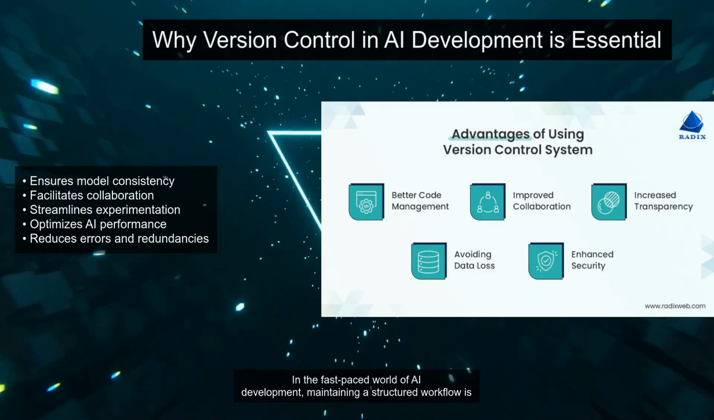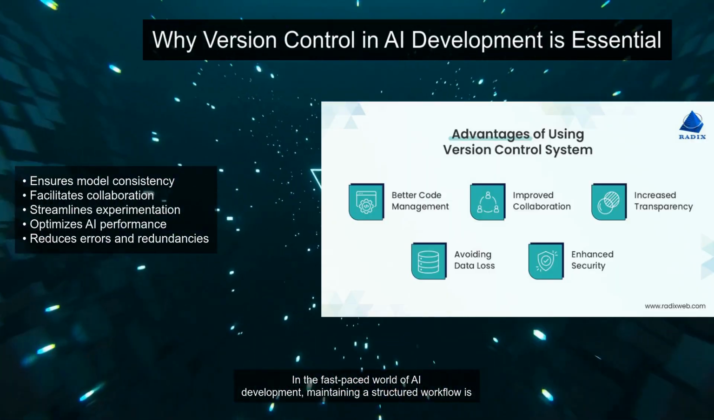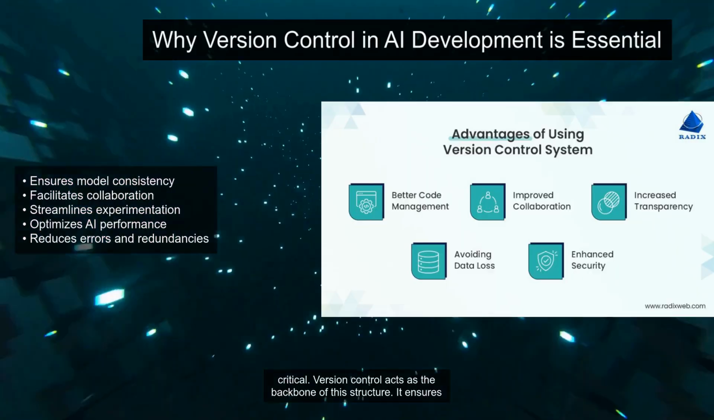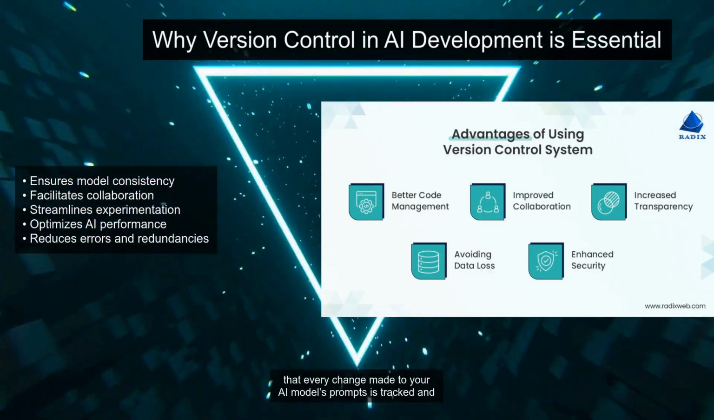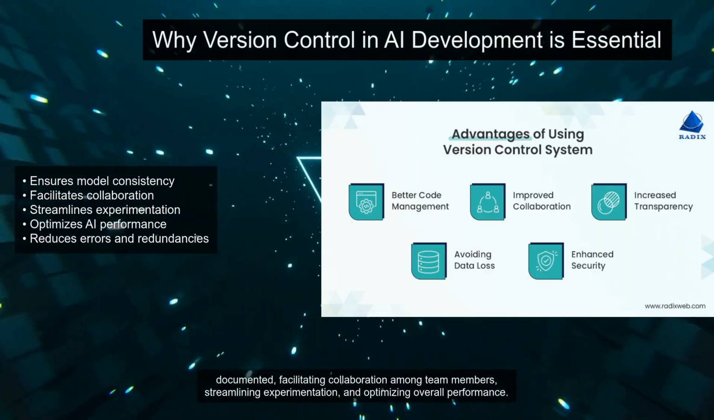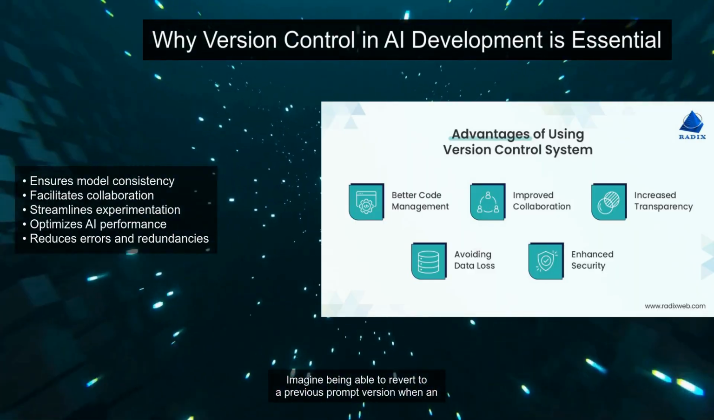In the fast-paced world of AI development, maintaining a structured workflow is critical. Version control acts as the backbone of this structure. It ensures that every change made to your AI model's prompts is tracked and documented, facilitating collaboration among team members, streamlining experimentation, and optimizing overall performance.